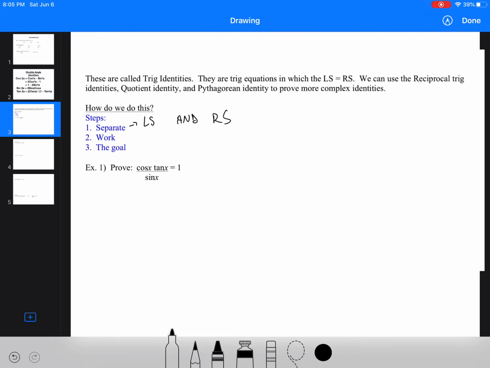This is the only way really to do it. You have to separate, kind of like a formal check. You have to look at the left side independent of the right side. The next thing is we're going to work down.